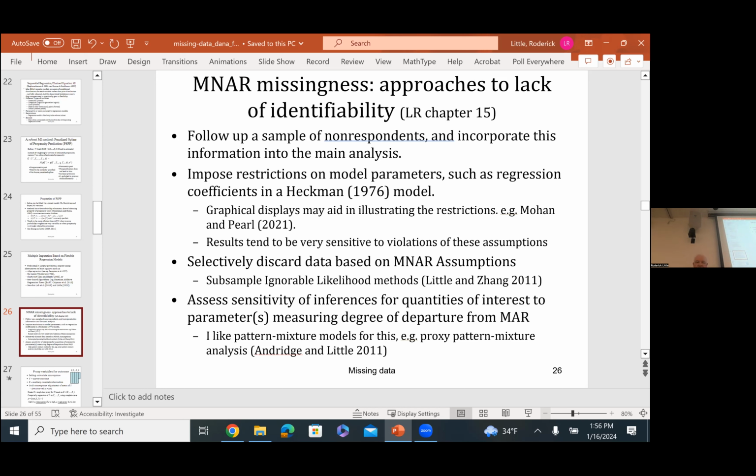But then maybe a little bit on sensitivity analysis. So often we don't really know whether things are missing not at random. And in a sense, the rational thing to do is to look at deviations from missing at random and see how much difference it makes for the thing you're interested in. And that's becoming a relatively important technique in clinical trials, because the FDA are starting to require this. There are a variety of approaches. The approach that I like is something called proxy pattern mixture analysis, which I don't have time to go into here.